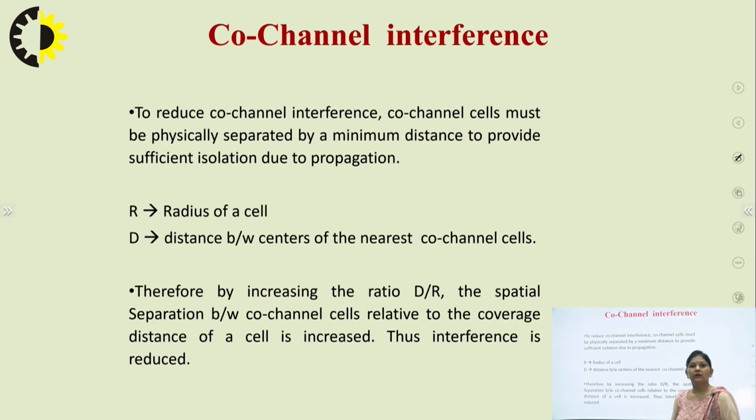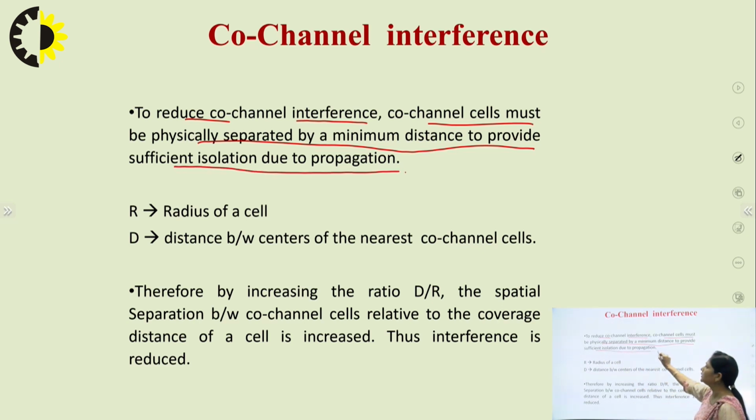Now, what are the various ways by which we can decrease the co-channel interference? We will discuss this. To reduce co-channel interference, co-channel cells must be physically separated by a minimum distance to provide sufficient isolation due to propagation. So the best way to decrease co-channel interference is to keep the cells that are using the same frequency at a sufficient distance so that they do not cause any interference.